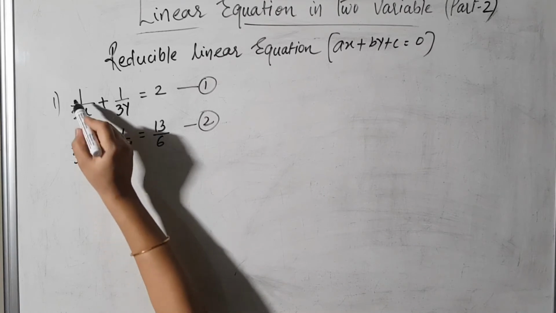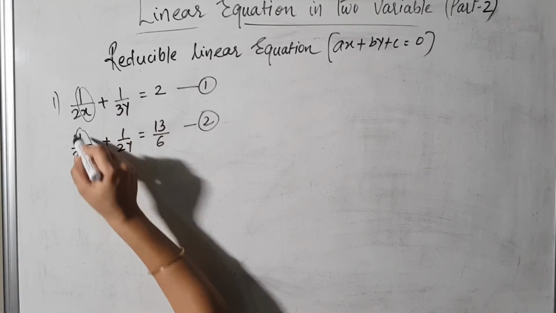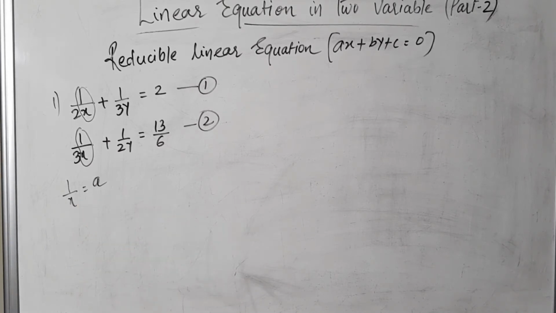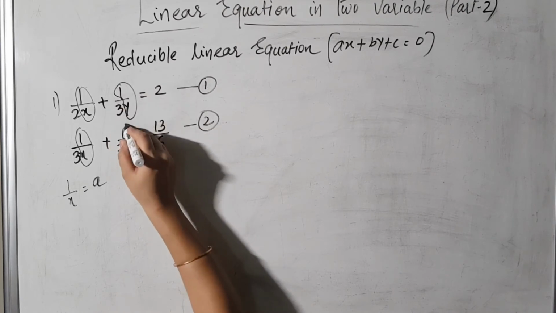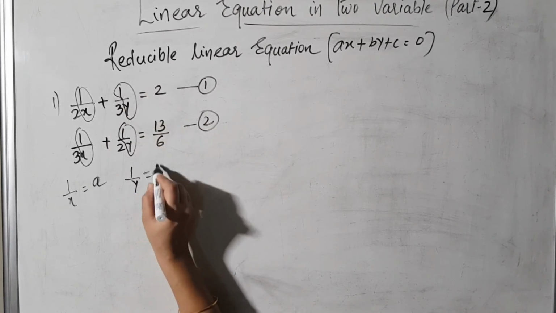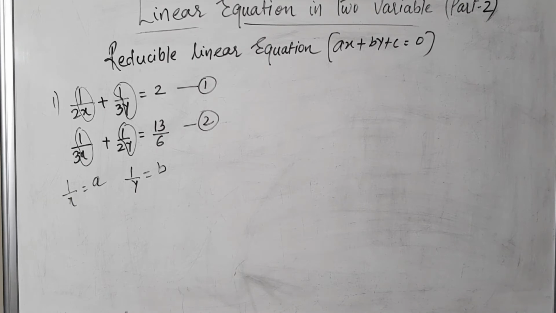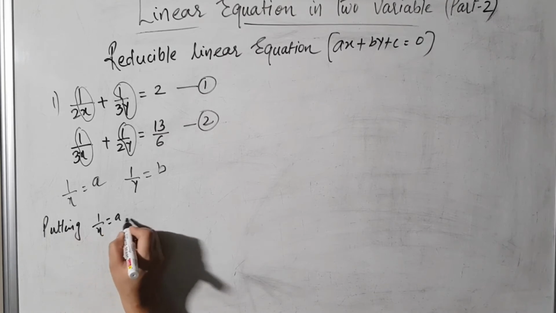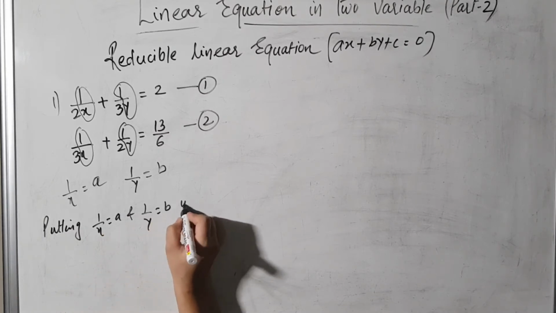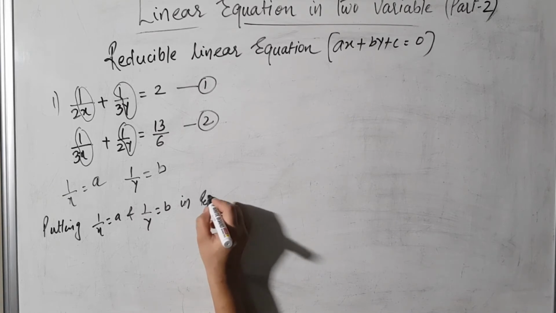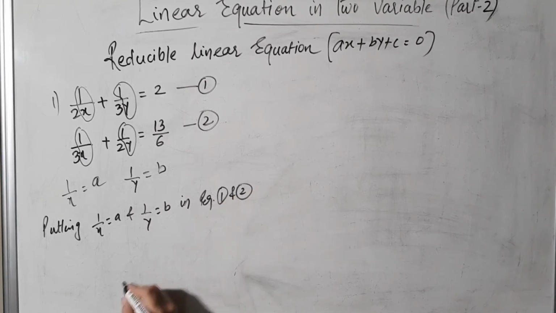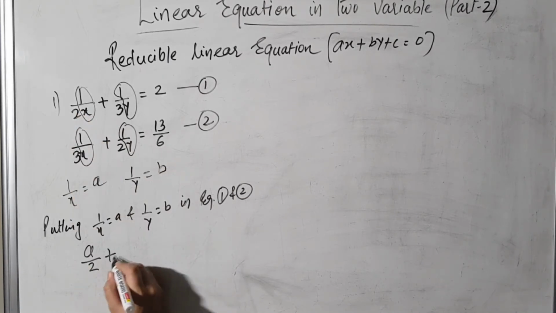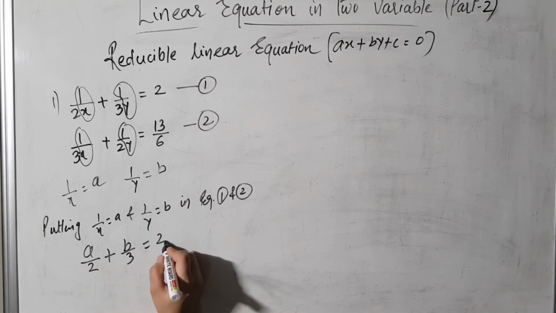Now what we'll do over here, this is 1 by x, and in this equation also we have 1 by x. So we'll suppose 1 by x to be a. Similarly, this is 1 by y and this is 1 by y. So we'll suppose 1 by y to be b. So putting these values in equation number 1 and 2. Putting 1 by x equals a and 1 by y equals b in equations 1 and 2. Thus what we'll get: a by 2 plus b by 3 equals 2.